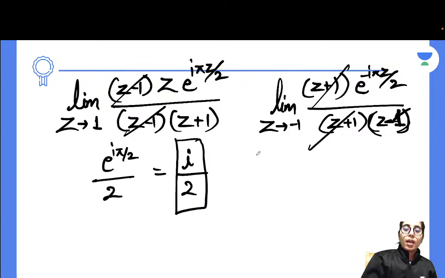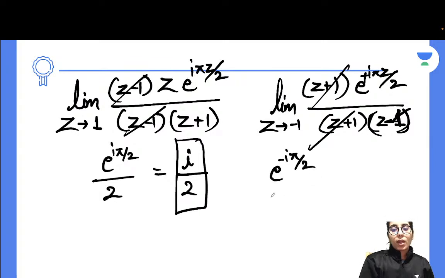Actually, when I have taken this e to the power iota pi z, I should write it positive. Without applying the limit, it's not going to become negative. So now I will apply the limit. It will be e to the power negative iota pi by 2 and negative 2 in the denominator. It will give you negative iota in the numerator and the negative 2, which is just iota by 2.